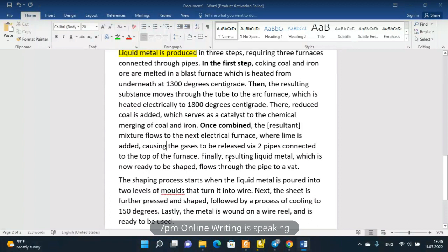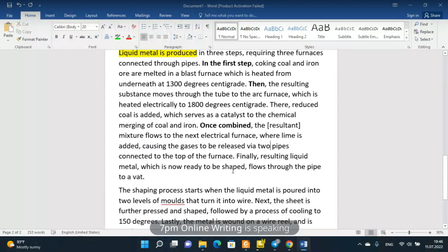And then if you can change the numbers to words, I don't know, from number to the word. Yeah. Two types, so connected to the top of the furnace. No, that's fine. That's fine. Yeah. Finally, maybe the resulting liquid metal.